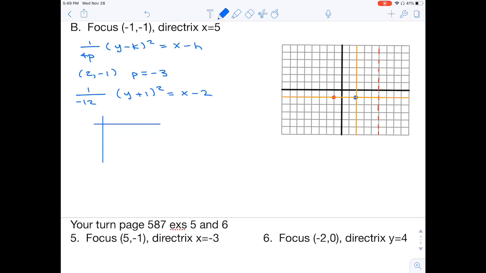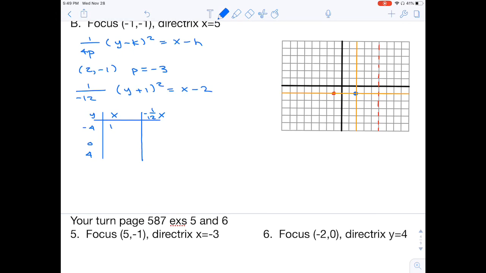The only thing I have to be careful on here is, again, this is horizontal, so this will be y, this will be x, and this will be negative 1/12 x. So I'm going to choose my numbers, negative 4, 0, 4. Squaring those, I get 16, 0, 16. Multiplying them by negative 1/12, I get negative 4/3, 0, 4/3. So don't forget your points are going to be negative 4/3, negative 4, 0, 0, and 4/3, 4.